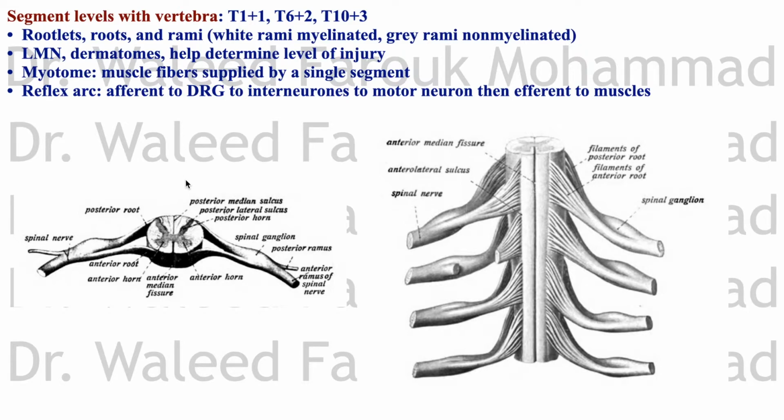Reflex arc, you'll find this in neurophysiology. Afferents come through the dorsal root to enter the dorsal horn, and through interneurons in the middle, they convey the impulses to the ventral root and then to the muscles involved at the side of the stimulus. This is called the reflex arc, okay, or reflex arch.